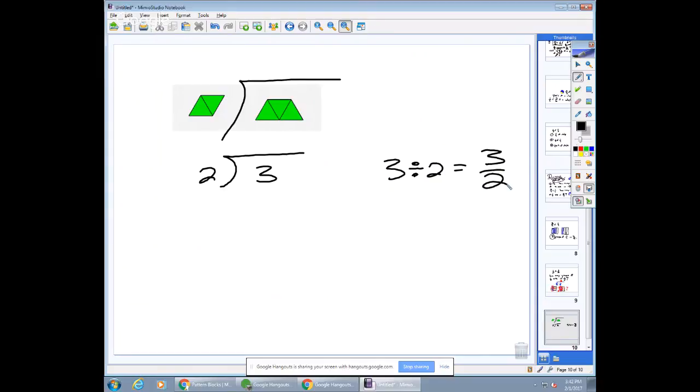And when you do it that way, this is what you have over here. And this is what you need. You need groups of 2. The answer is always what you have over what you need. That's the way division works.